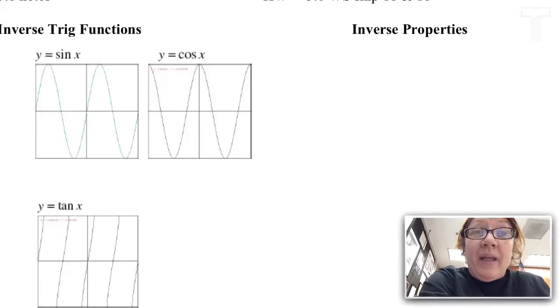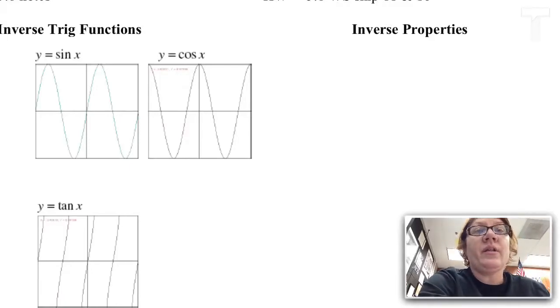Hold on to your pencils, calculus students. We're going to start doing the inverse trig functions. And the first thing we need to look at is what do their graphs look like?